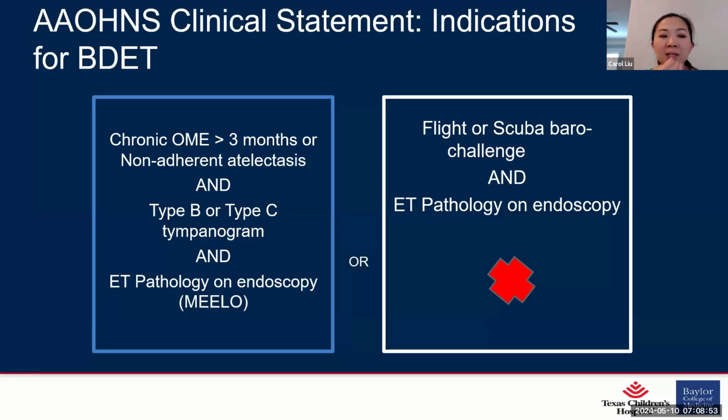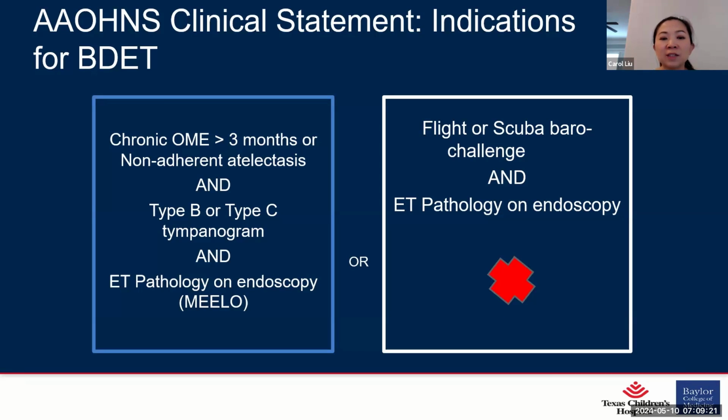What they're talking about is chronic otitis media with effusion for more than 3 months, or non-adherent atelectasis of the eardrum. Plus, you really need to diagnose them with a type B or type C tympanogram, and also to see that they have eustachian tube pathology on endoscopy. And again, this is all for adults.